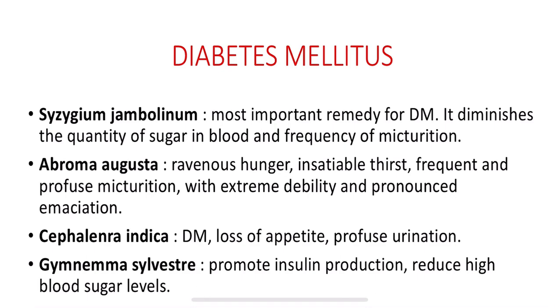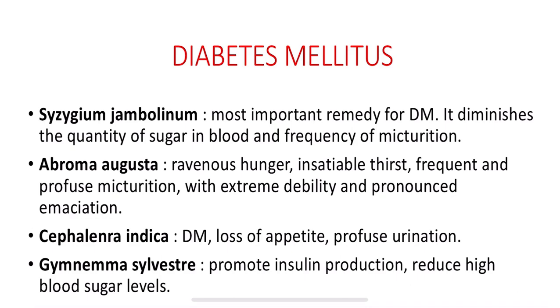The more the person eats, the more he craves for food. There is insatiable thirst, frequent and profuse micturition, and extreme debility. So guys, you can see here everything is increased. Hunger is ravenous, thirst is insatiable, micturition is profuse, debility is to an extreme level, he is debilitated and also emaciated.